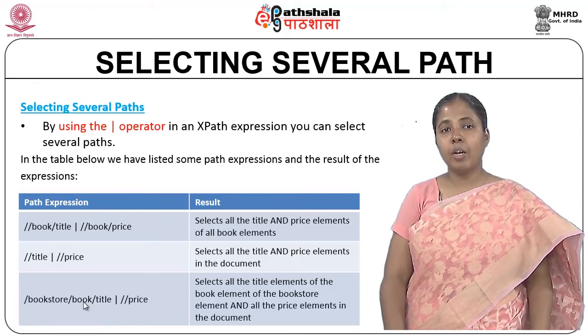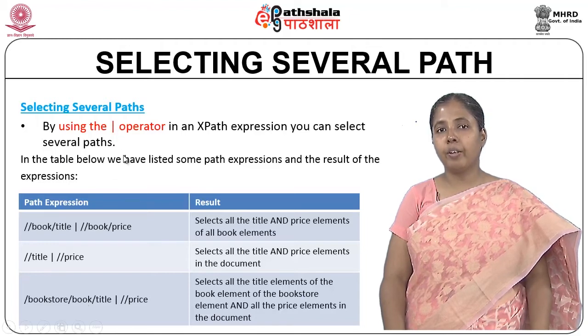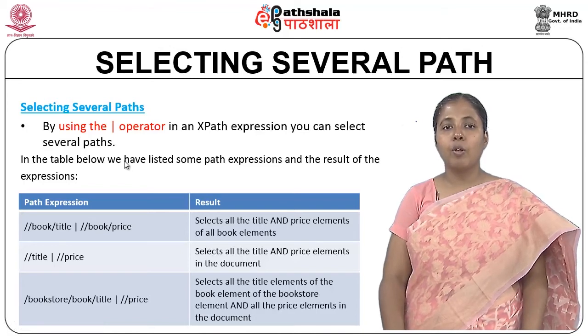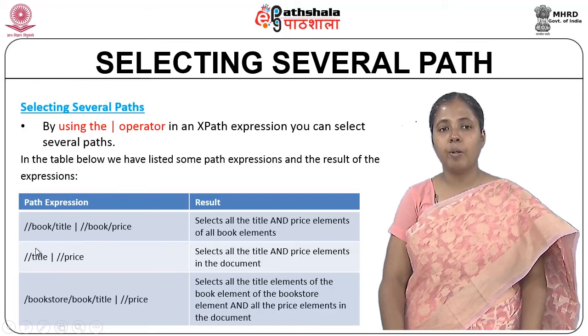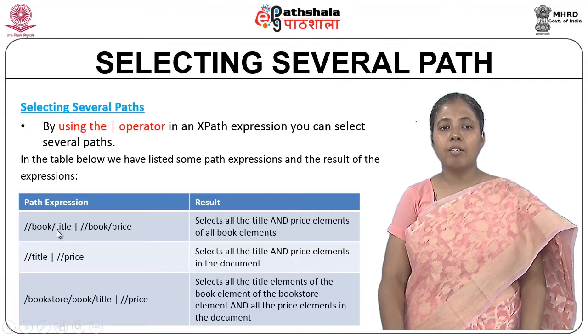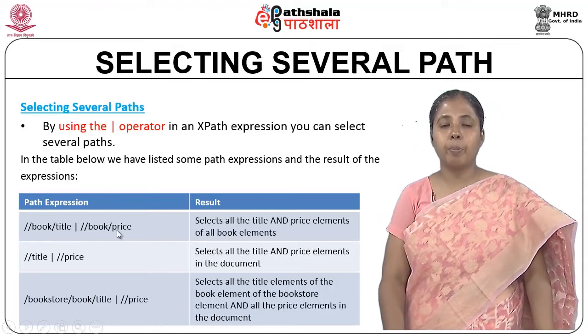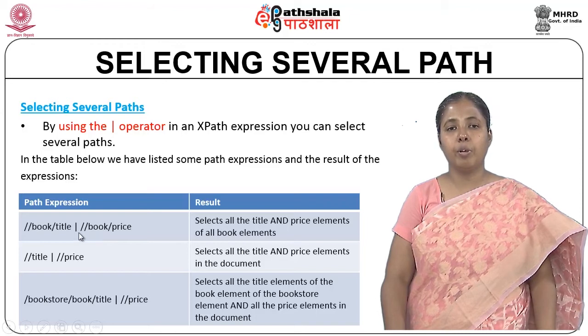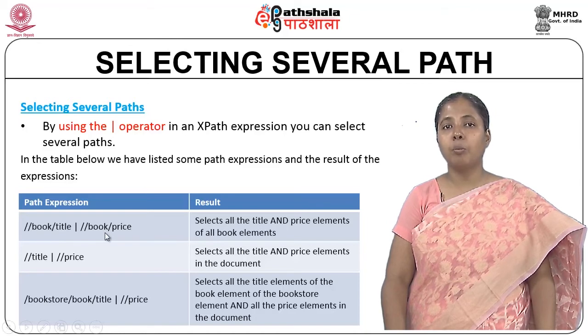Now, how do we select several paths using an XPath expression? By using the pipe operator, the pipe or symbol, in an XPath expression, you can select several paths. Here are some examples of path expressions that use a pipe symbol. You can see that it selects either of the two paths. One retrieves all the title elements under the book element, or it retrieves all the price elements of all book elements. So it selects all title and price elements of all book elements.